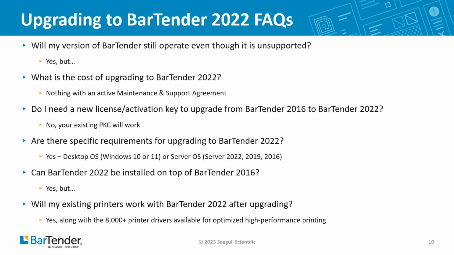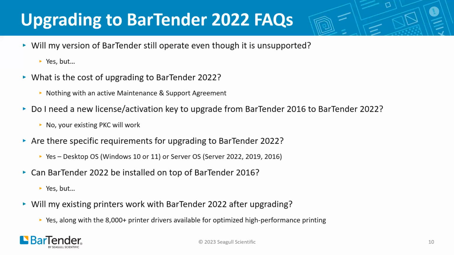Are there any specific requirements to updating to BarTender 2022? Yes. For desktop, you would need either Windows 10 or Windows 11, or for your server, Server 2022, 2019, or 2016 would all work. The one other addendum is that our versions have now moved from 32-bit up to 64-bit. It's not going to have any issues or impact on the installation itself, but sometimes some of the support programs might be something you need to double check as you're going through the upgrade.